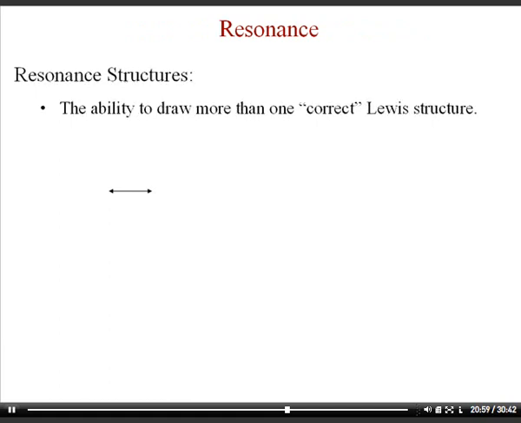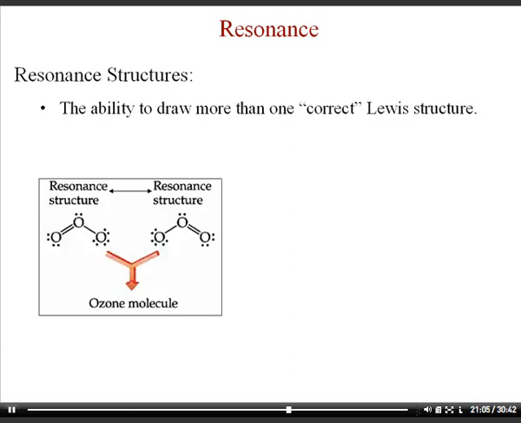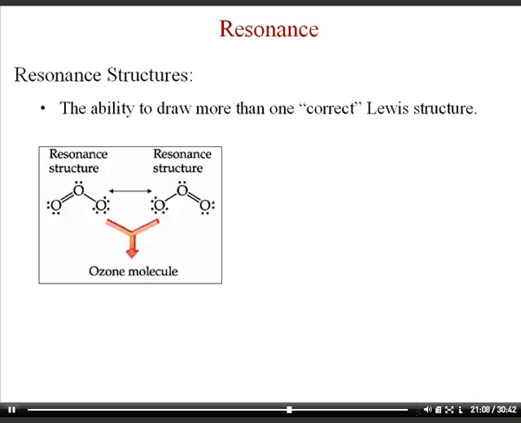Alright, here's a page with the resonance. Resonance is our ability to draw more than one correct Lewis structure, and what I mean by correct is that everybody has their little octet. The example that I show is the ozone molecule. You can have the double bonded oxygens on the left side or the double bonded oxygens on the right side.